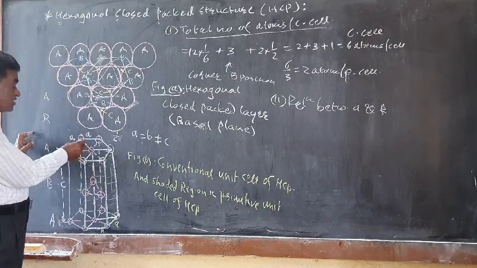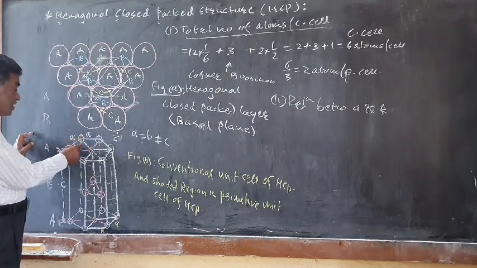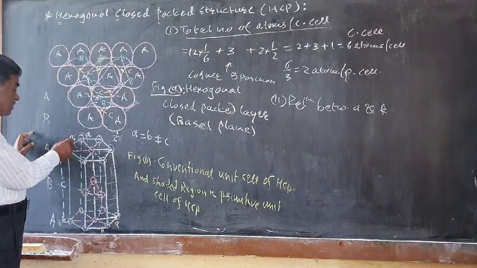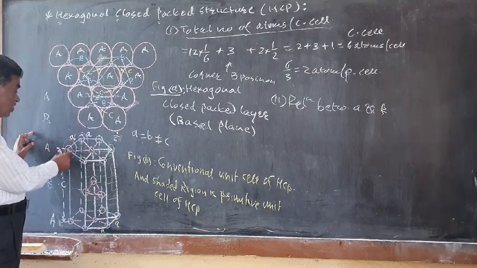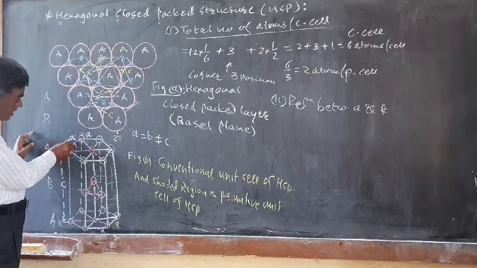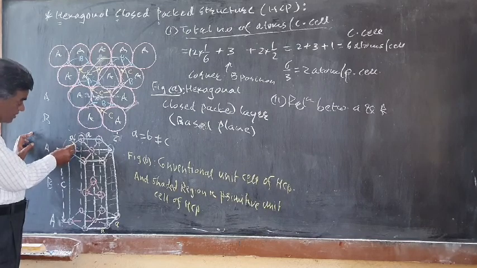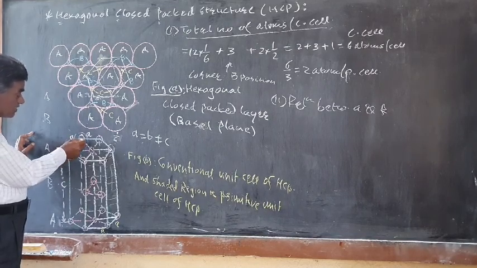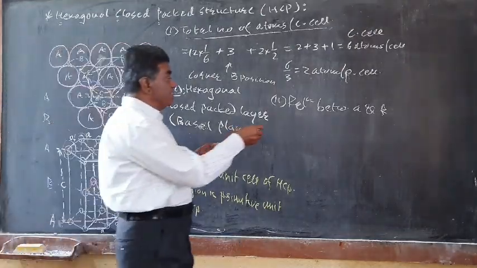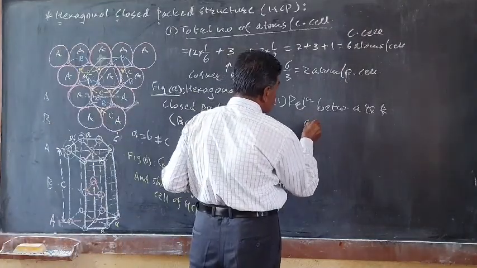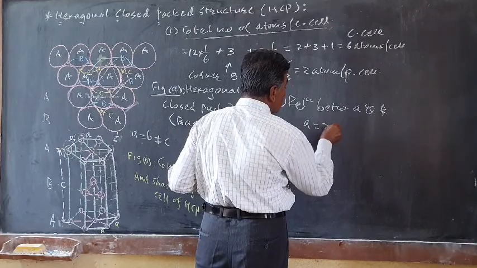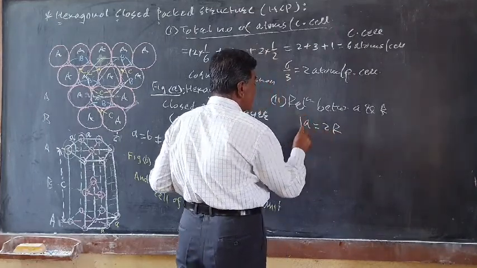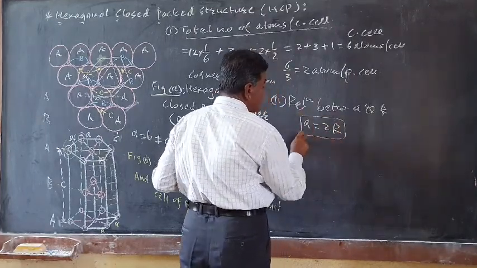In the actual crystal structure, all these atoms are contacting along this face, along this length here. So if R is the radius of the atom, then this length is nothing but A. From this it is seen that the lattice constant A is equal to 2R. We are getting A is equal to 2R.